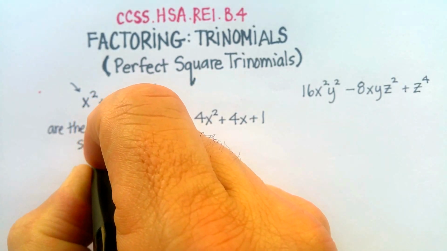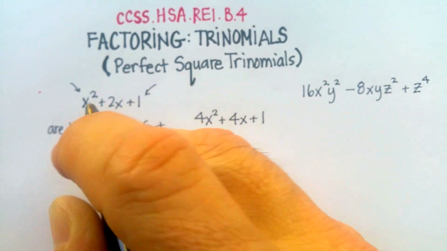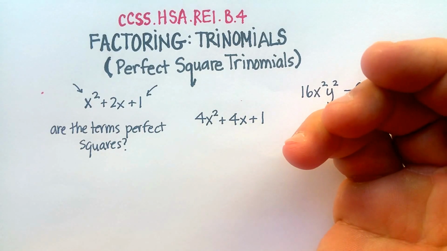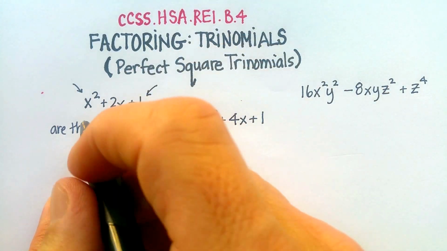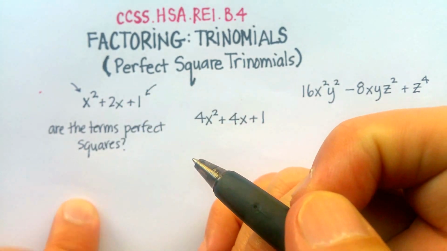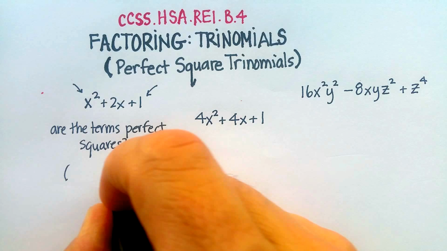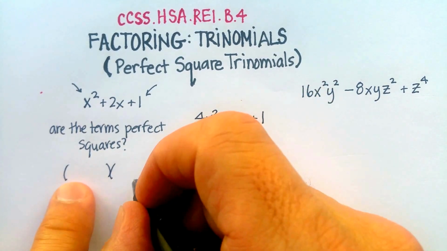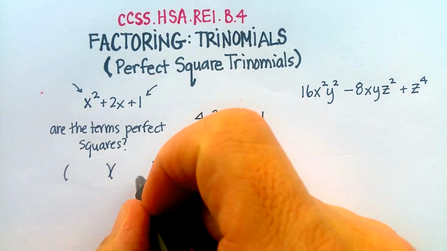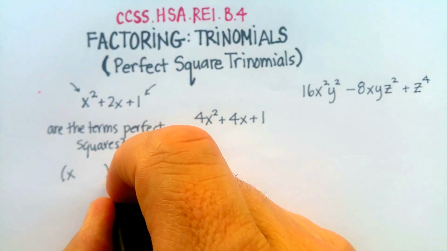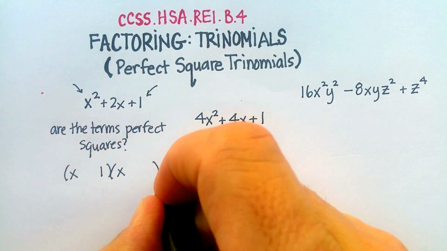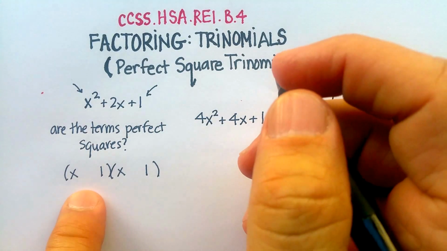Now, in this case, it looks like x squared and 1 are both perfect squares, doesn't it? So x times x and 1 times 1. If they are, then set this up like this. Do space for two different binomials, and just put the x and the x here, and then the 1 and the 1 here.